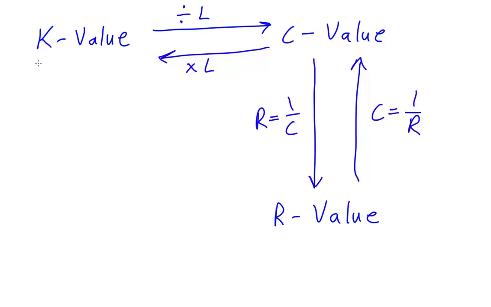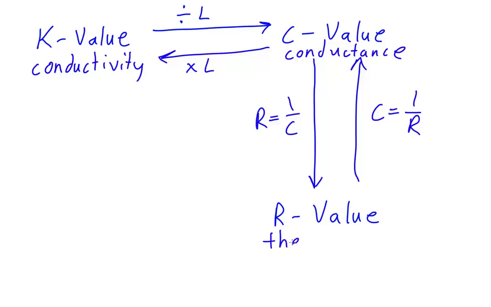So K is known as our conductivity. So it's how conducting a particular material is. Now once you take the thickness into account, you're no longer looking at conductivity, but you're looking at what's called conductance. So that's how much heat will conduct through. So that's our C value. And our R value is actually our thermal resistance. And so it's the inverse of C, and you'll often find these R values quoted.